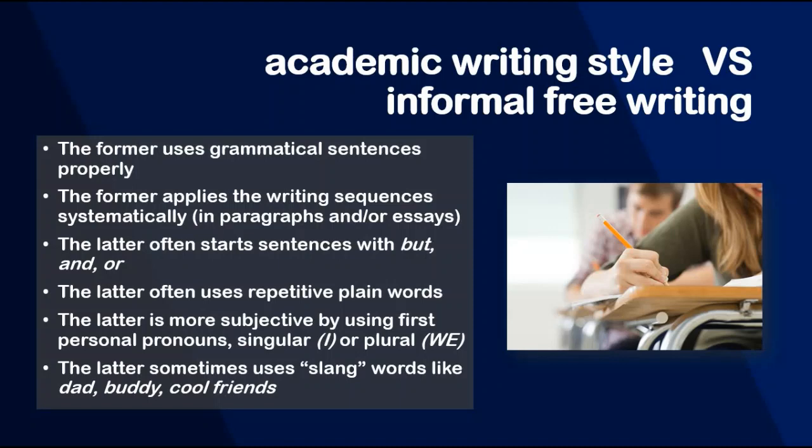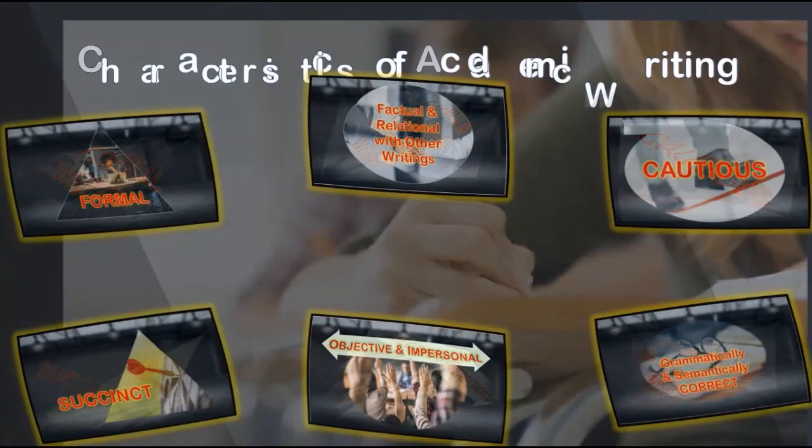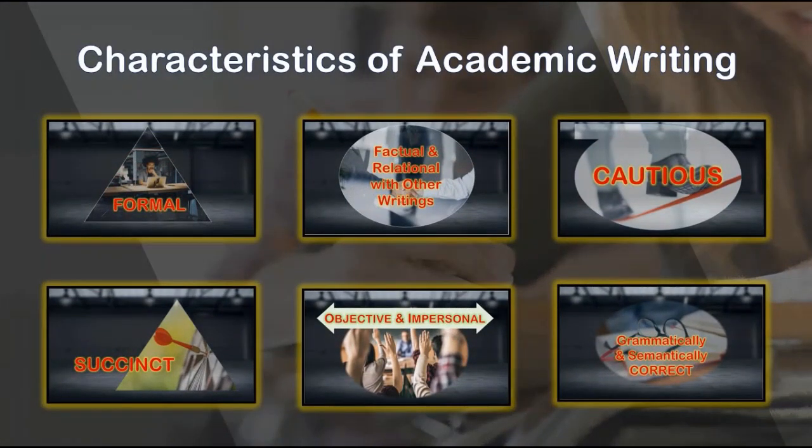Alright, so let's discuss the characteristics of the academic writing style. I've already tried to conclude the six characteristics of the academic writing. First one, it must be formal. And then it is factual and relational with other writings. It is cautious. It is succinct. It's objective and impersonal. And the last one is that the academic writing is grammatically and semantically correct. Now let's see one by one.